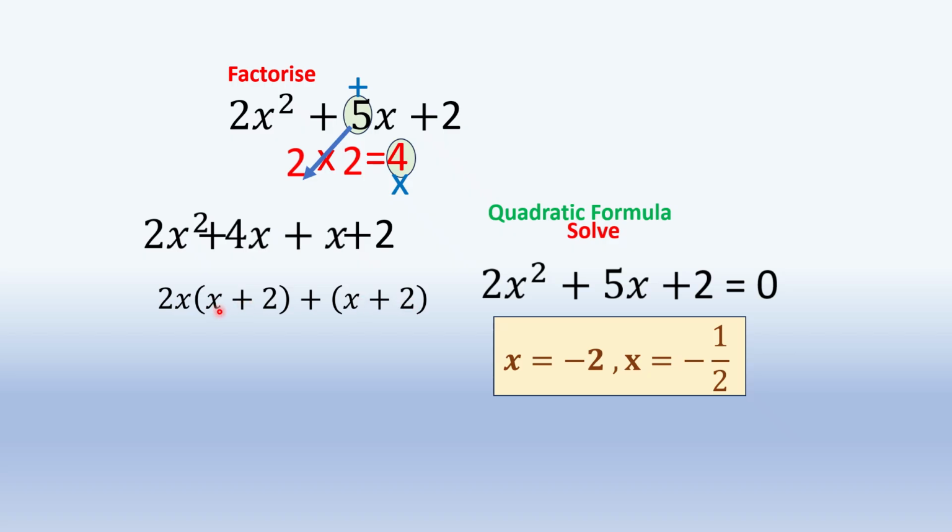Now have you noticed there is x plus 2 here and x plus 2 here? Take it out. If we take x plus 2 out, you will have just 2x left, so it's 2x. And here, if you take this out, you have just 1 left. So that's your final answer. It's x plus 2 and 2x plus 1.